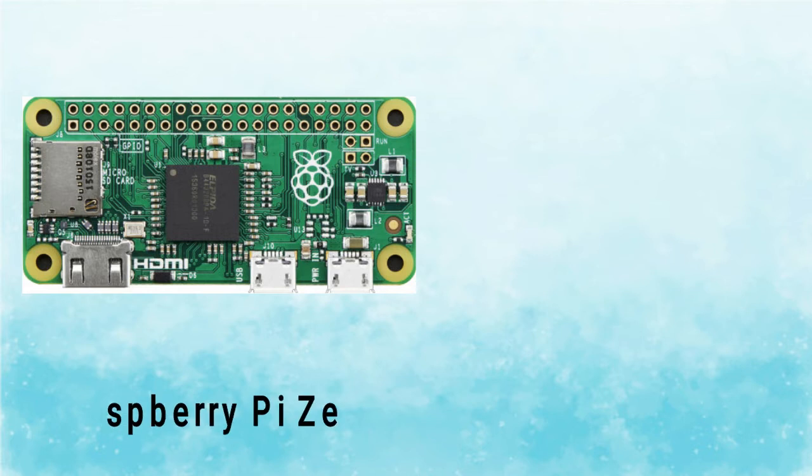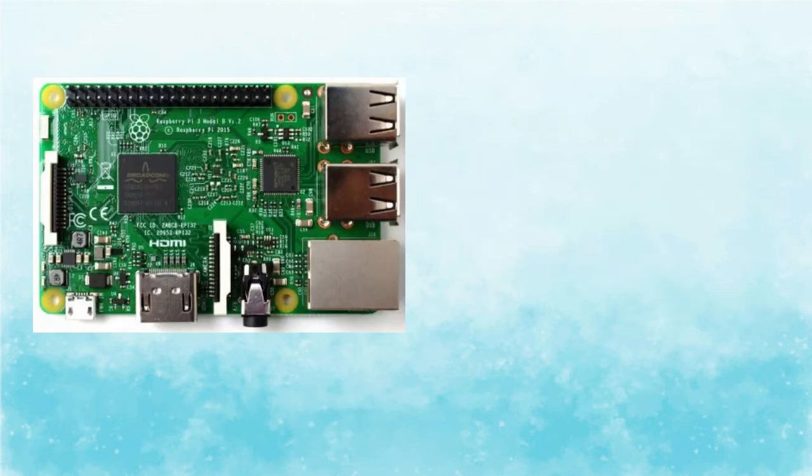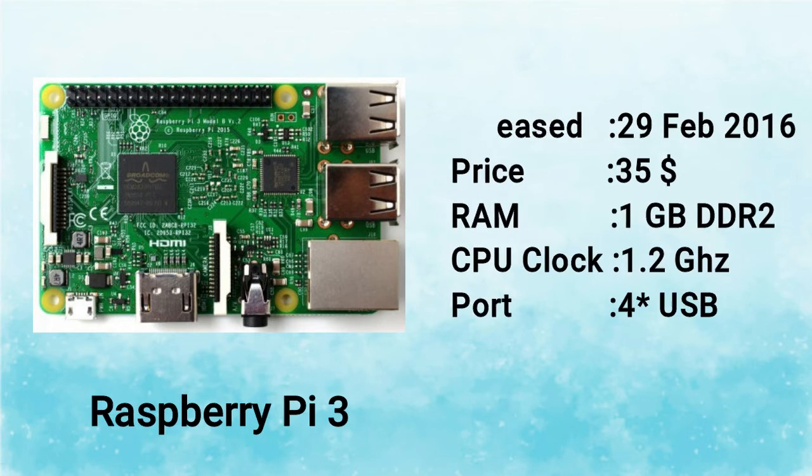Next version is Raspberry Pi Zero. It was released on 30 November 2015. Its price is only $5, and it has 512 MB RAM, 1 GHz clock speed, and 1 micro OTG port. Next version is Raspberry Pi 3. It was released on 29 February 2016. It has 1GB DDR2 RAM, 1.2 GHz clock speed, and 4 USB ports.